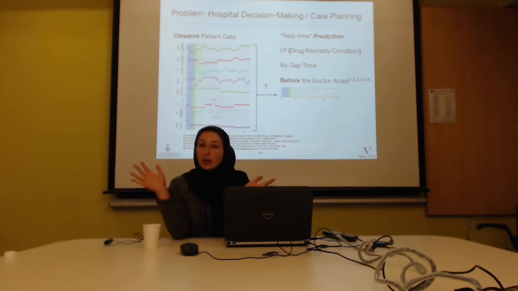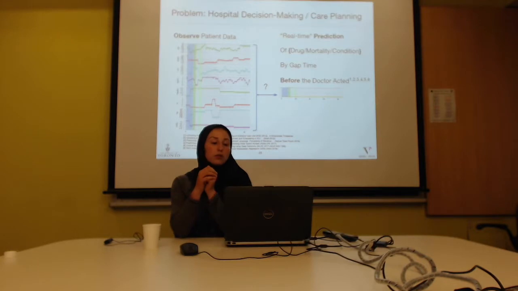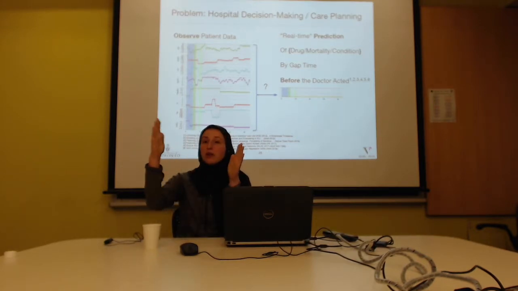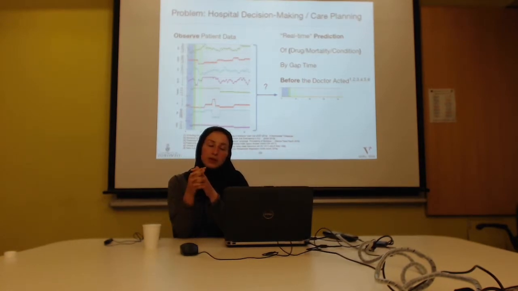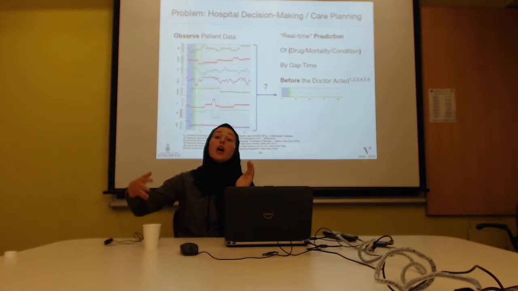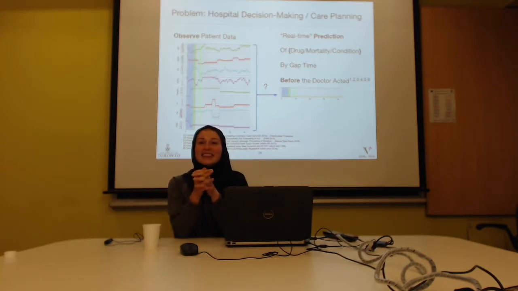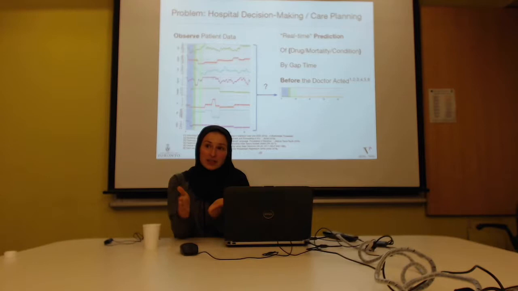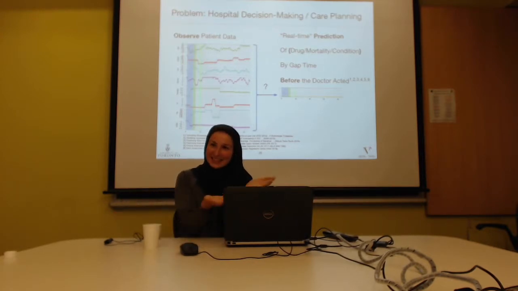So here's the generalized thing we went over before. Remember, see some data, predict a thing. What we do is real-time prediction, meaning if we play our patient's record in real time, we reveal a new hour. Can we predict whether they need a drug, whether they're going to die, whether they'll have a particular condition by some gap time before a doctor would have acted? And that gap time is really important because if you tell a doctor a patient is going to die an hour before they die, well, the machines are off, duh, like they're going to die, like that's obvious.